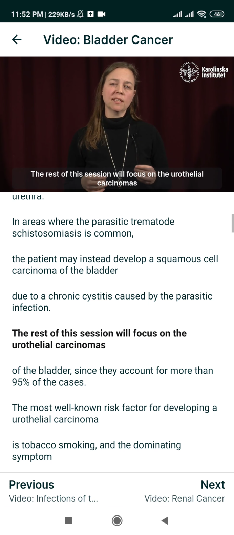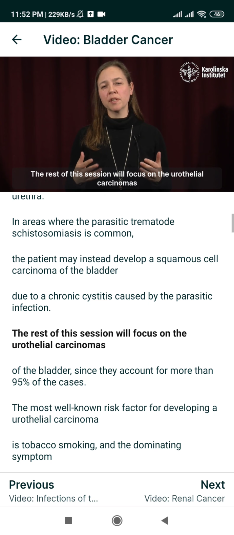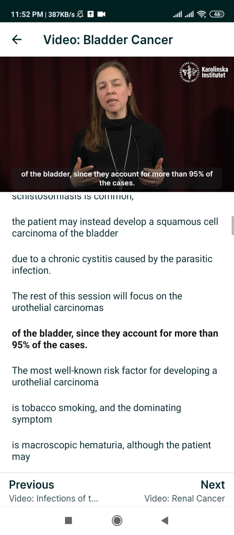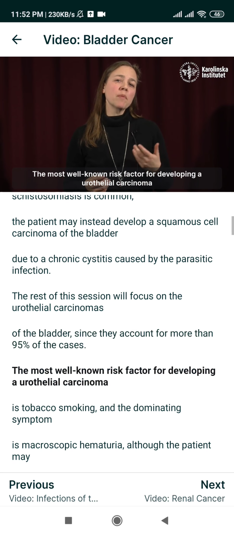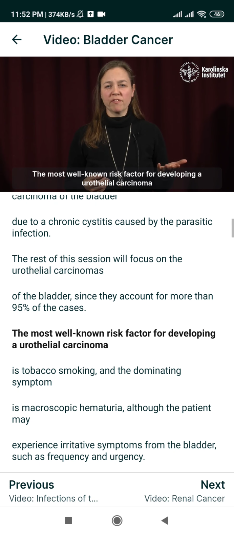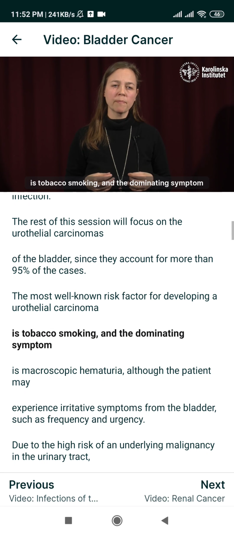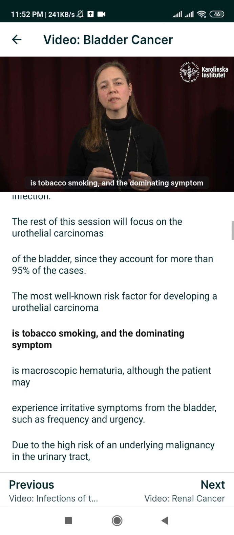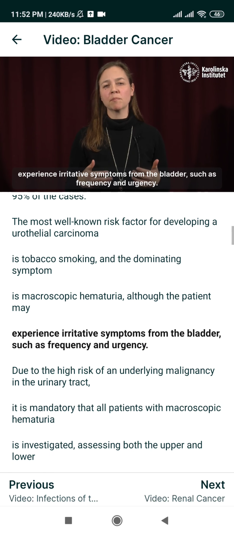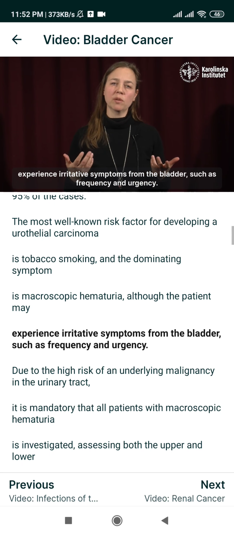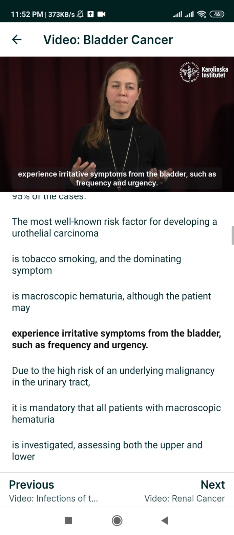The rest of this session will focus on the urothelial carcinomas of the bladder, since they account for more than 95% of the cases. The most well-known risk factor for developing a urothelial carcinoma is tobacco smoking, and the dominating symptom is macroscopic hematuria, although the patient may experience irritative symptoms from the bladder, such as frequency and urgency.